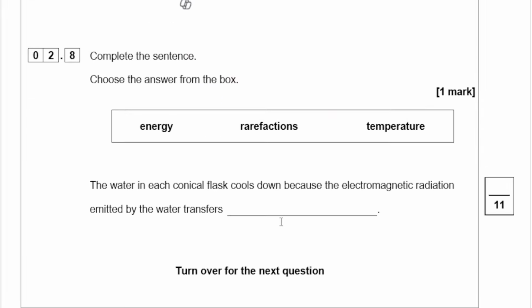Complete the sentence. Choose the answer from the box. Energy, radiation, and temperature. The water in each conical flask cools down because the electromagnetic radiation emitted by the water transfers, and that would be energy. That brings us to the end of question number 2. Let's have a look at question number 3.